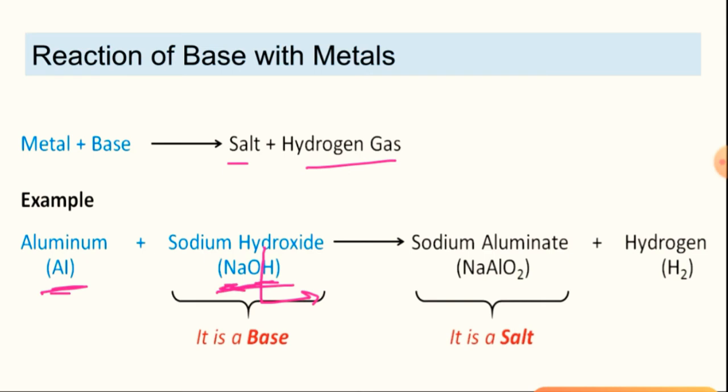Because sodium is more reactive than aluminium, as we have just seen in the reactivity series, that is why it will act as a cation, and aluminium and oxygen will form an ion, that is aluminate. So the salt will be sodium aluminate. This will be our salt and hydrogen gas. H will be removed as hydrogen gas.